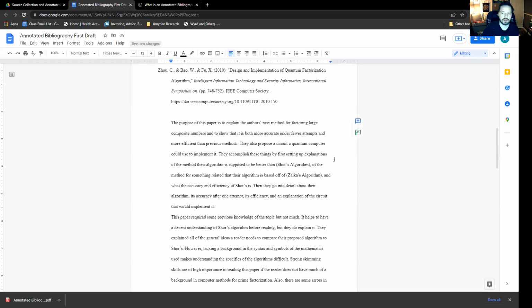They accomplish these things by first setting up explanations of the method their algorithm is supposed to be better than, Shor's algorithm, of the method for something related that their algorithm is based off, Zalka's algorithm, and with the accuracy and efficiency of Shor's. That reads really grammatically odd. I'm sure it's correct though. But you can see, they're setting this up and then giving really broad ideas, and to talk about that, they talked about this, and they talked about this as was relevant to this, right? In no way does she need to define what Shor's algorithm is, Zalka's, or any of that, right?